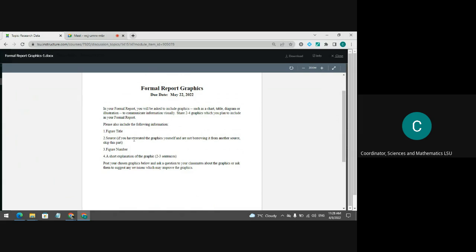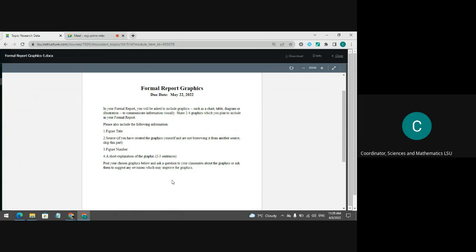The citation must be in APA style. So in your graphics, the figure title must be there. Again, you cite the source. You do not have to create your own graphics. Just borrow from another source and don't forget to give citation in APA style. Include the figure number and of course a short explanation of the graphic.